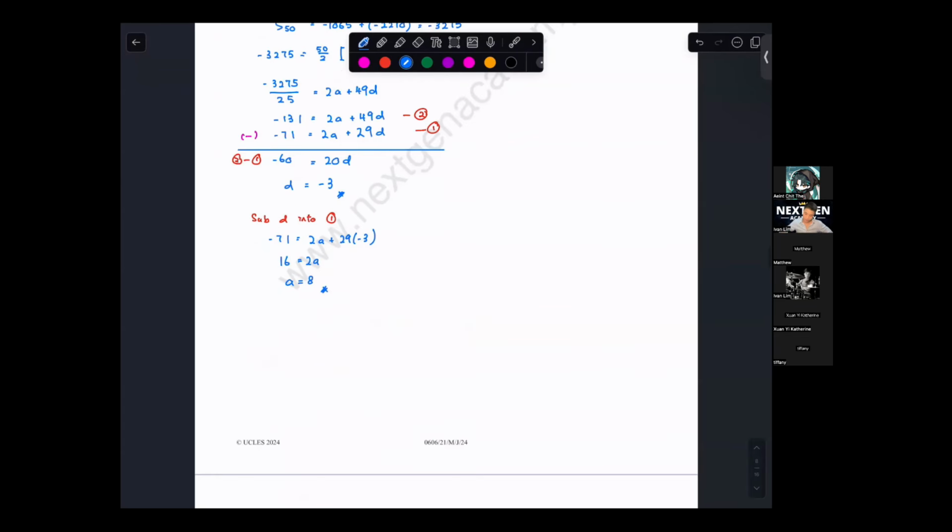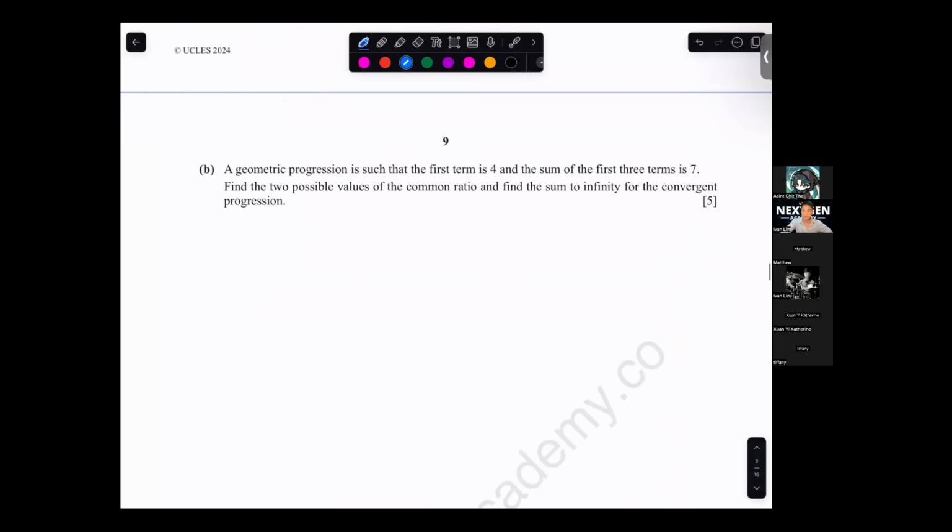Next one. Okay, question B. A geometric progression is such that its first term is 4 and the sum of the first 3 terms is 7. Find the 2 possible values of the common ratio and the sum to infinity of the convergent progression. Okay, why did they need to say this convergent progression? Because they say here sum to infinity. Later we have to consider what is the condition for sum to infinity.